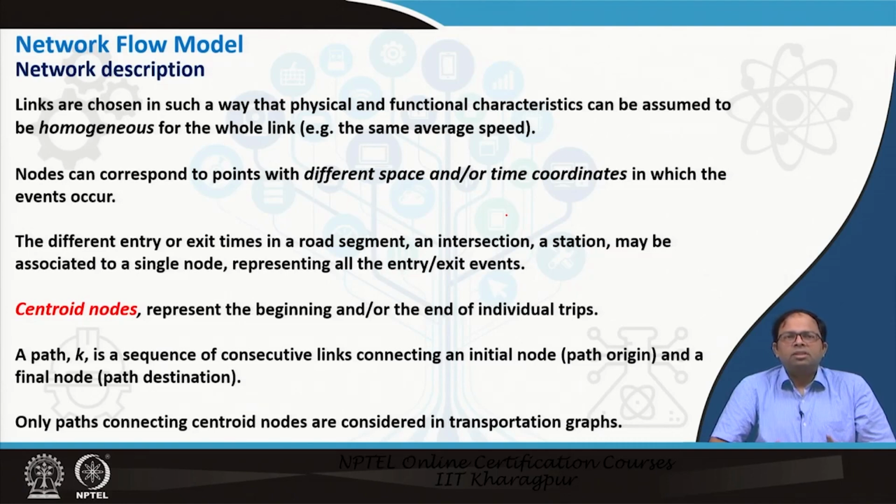Then comes the concept of path. Path K is a sequence of consecutive links connecting an initial node, which is the origin node, and a final node, which is the destination. So, a path is a combination of multiple links and it connects the origin and destination. And only paths connecting centroid nodes are considered in transportation graphs. Why? Because origins and destinations are centroid nodes. That is why we will only consider the paths between the centroid nodes. All other paths between intermediate intersections or nodes are not considered.